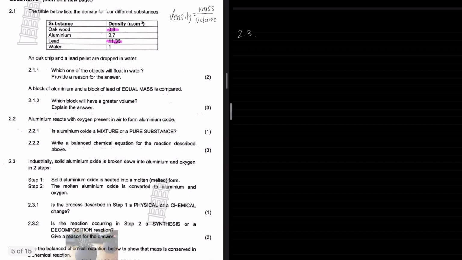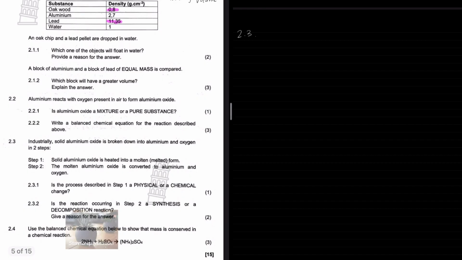Question 2.3. Industrially, solid aluminium oxide is broken down into aluminium and oxygen in 2 steps. Step 1, solid aluminium oxide is heated into a molten or melted form. Step 2, the molten aluminium oxide is converted to aluminium and oxygen. Okay, so it's broken down.